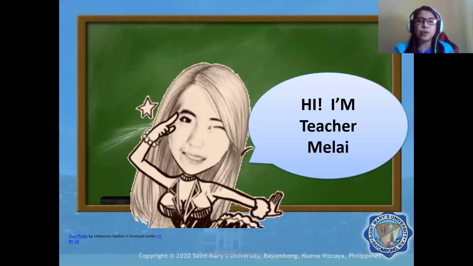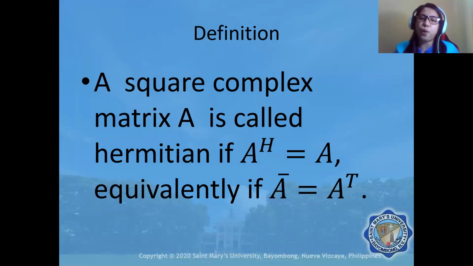So let us start by giving the definition of a Hermitian matrix. A square complex matrix A is called Hermitian if A raised to H is equal to A. Equivalently, if the conjugate of matrix A is equal to the transpose of matrix A.